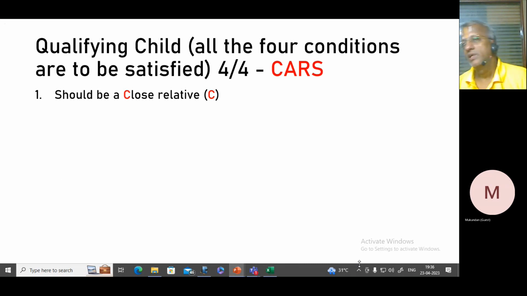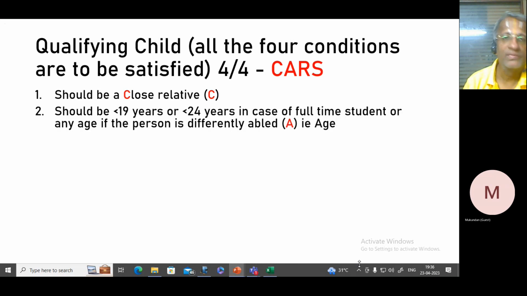Then we take up the conditions which are to be satisfied for a qualifying child. Here again, all the conditions are to be satisfied. Here, the number of conditions is 4. So, C-A-R-S. C stands for close relative. Then, when you say a child, there should always be an age limit for calling the person a child. So, less than 19, or less than 24 in case of a full-time student.